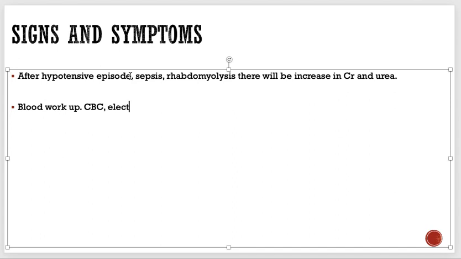You can check the electrolyte levels. You can check the blood urea nitrogen. You can ask for creatinine levels. You can check for calcium levels, phosphate levels, all these things, of course, very important, because all these things will be disturbed in acute kidney injury. We can go for urine workup. We can check what kind of electrolytes are in the urine, what is the osmolality, what kind of cells are there in the urine, whether any cast cells are present or not.